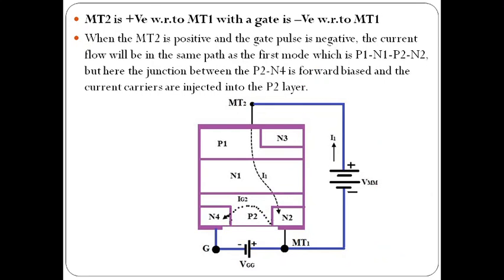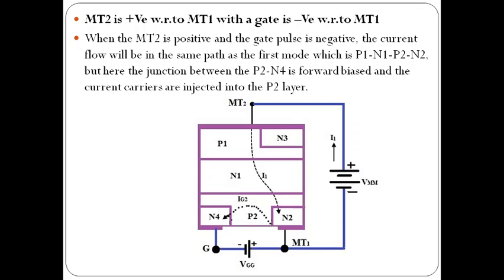The second mode is MT2 positive with respect to MT1, with the gate negative with respect to MT1. So we are connecting the positive terminal of the battery to MT2 and the negative terminal to MT1. Here the gate is negative, so the negative terminal of the battery is connected to the gate and the positive terminal of the battery is connected to MT1.